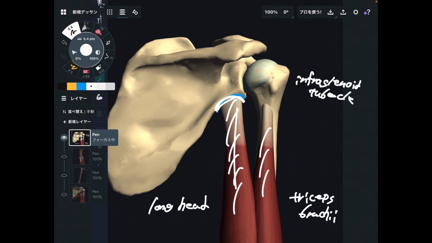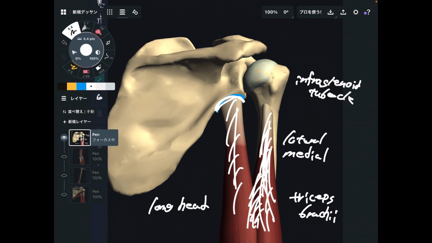Other two fibers, you see this part, this is the lateral part. And deep to the lateral part and long head, there is the medial part. Lateral head, lateral part, or medial part, however you want to call it. The lateral head and medial head originate from the humerus, the posterior part of the humerus. That is the difference among the long head and the lateral and medial heads.